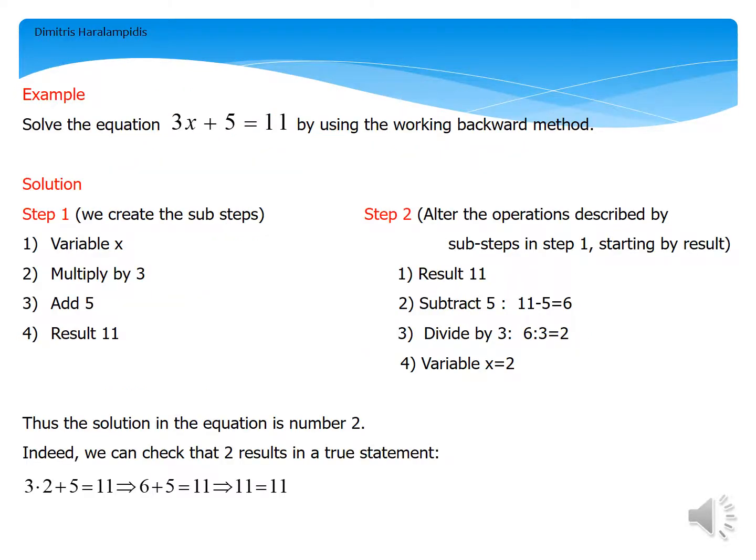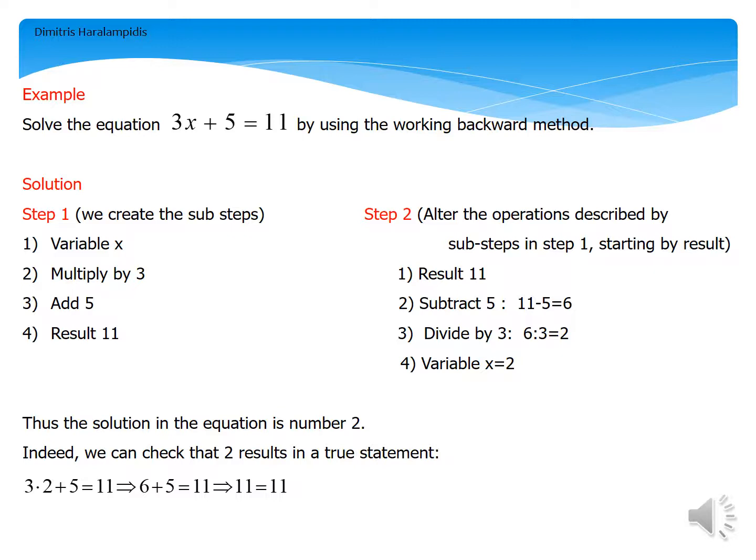Let's now see some full examples. Solve the equation 3x plus 5 equals 11 by using the working backward method. In first step, as we mentioned, we must create the substeps. We always begin with the variable x. Then, in our case, we multiply by 3. Then we add 5. And finally, we end up with the result, which will be number 11.